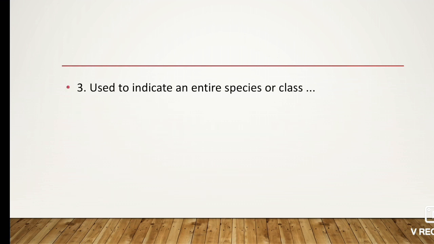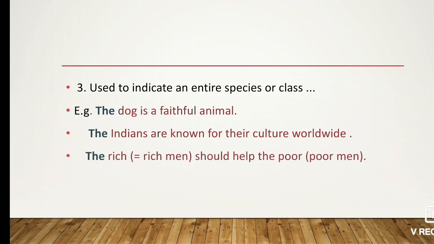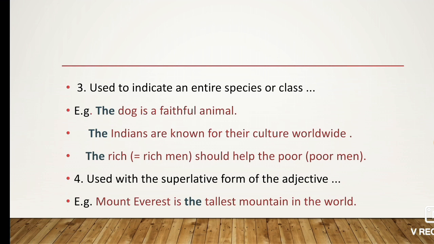Number 3, used to indicate an entire species or class. For example, the dog is a faithful animal. The Indians are known for their culture worldwide. The rich man should help the poor man. Number 4, use with the superlative form of the adjective. For example, Mount Everest is the tallest mountain in the world. In this sentence, the superlative form of the adjective, tallest, is used, so we can use the article the before the superlative form.